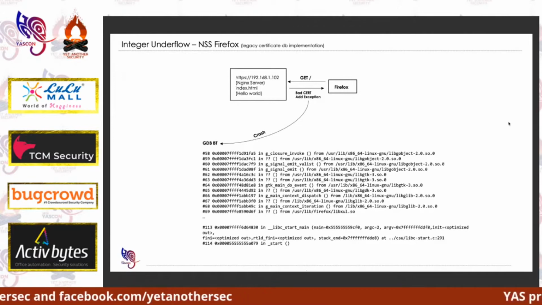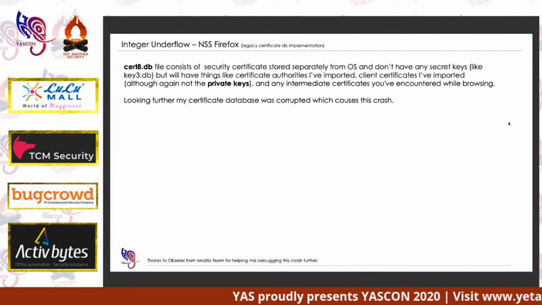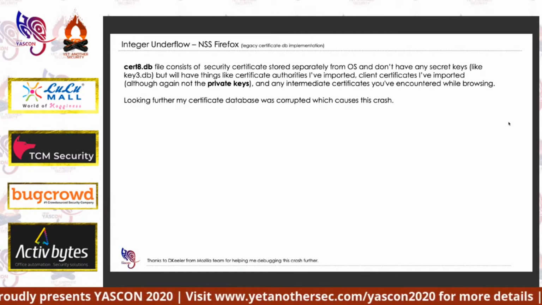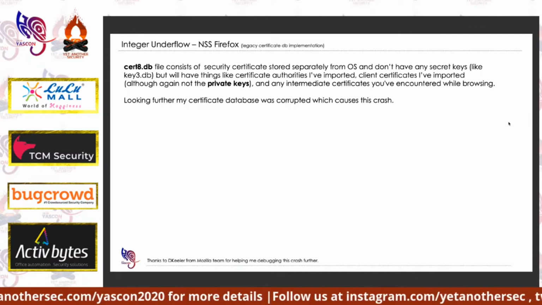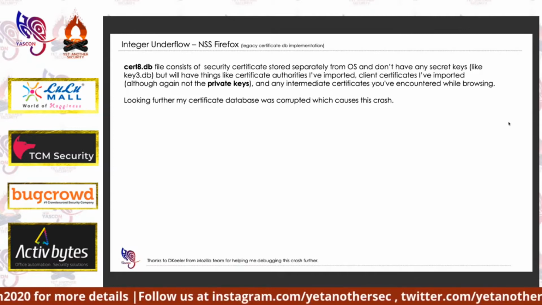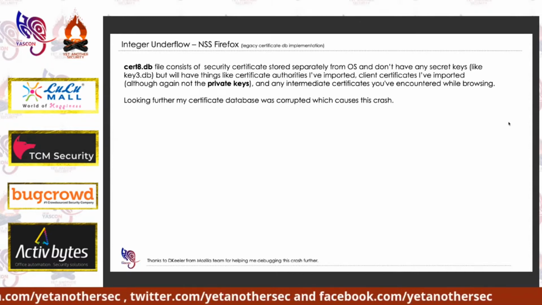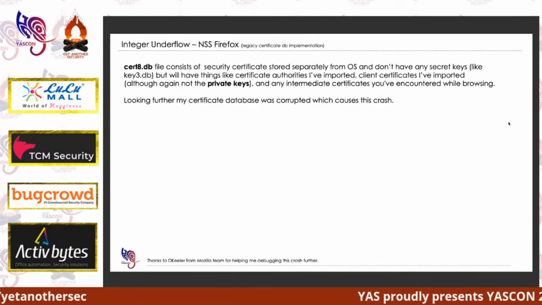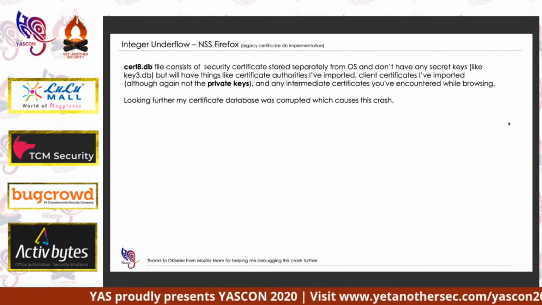When I submitted this crash to the Firefox security team, we analyzed that somehow my cert8.db file had been corrupted. Now, the cert8.db file is a security certificate file which is stored separately from your OS. This is under your program files somewhere in the Mozilla folder. It doesn't have your secret keys such as key3.db, but it will definitely have what you have imported, such as certificate authorities or client certificates and so on. But again, it won't have any private keys.